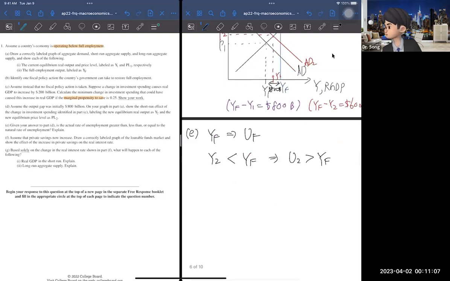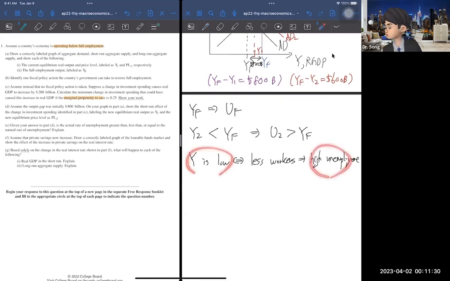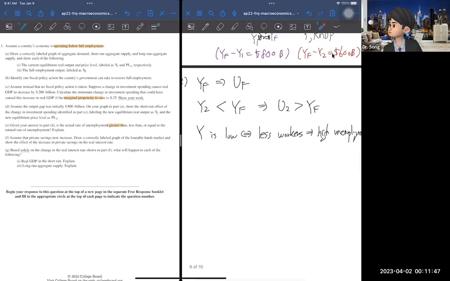Well, in general, output is low, that means you have less workers, right? You hire less workers, that means that you have high unemployment. And we call it Okun's law. So the inverse relationship between the output and unemployment. Unemployment rate is high, then it means that there are less workers you hire. That means that output is low, right? So that's the answer for E. Again, the unemployment rate is greater than the natural rate of the unemployment. Okay? Now the question number F.